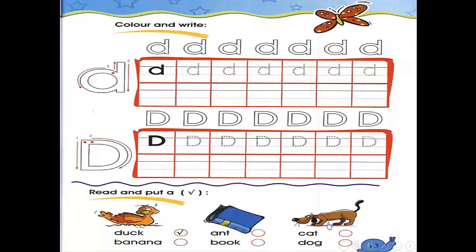And the third picture here. Is this cat or dog? Good, it's a dog. It's not a cat. It's dog. So dog here. You can find this on page 13 in your student book.